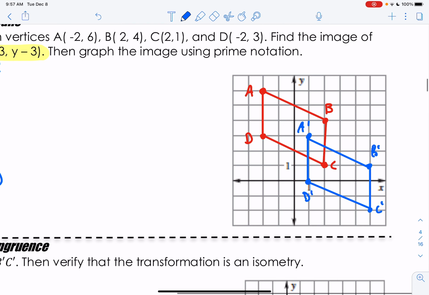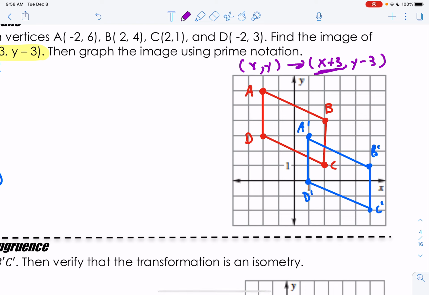Okay, so again, let's just really quick talk about what this rule looks like on the graph. Again, that rule is x, y, and we did x plus 3. And we did a y minus 3. So our x-axis, as we know, goes horizontally, right?